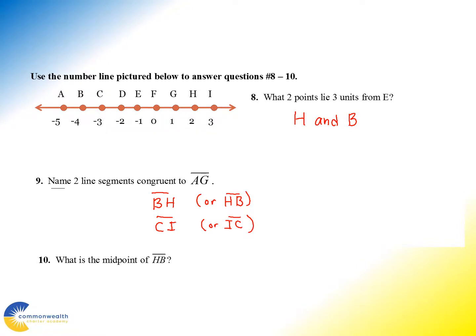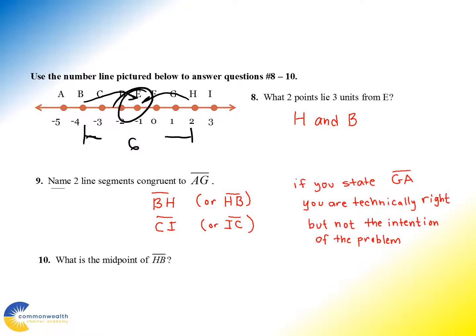And what is the midpoint of HB? Here's HB. As we said before, it's 1, 2, 3, 4, 5, 6 units in length. So if I go halfway, which would be 3 here, 3 here, I'm at E again. So if you have a picture in front of you, it does make it a little easier, but some of those formulas are there to keep you from having to do that.